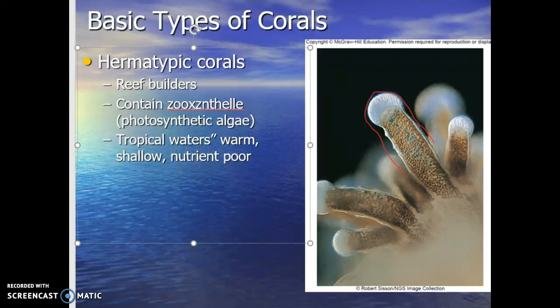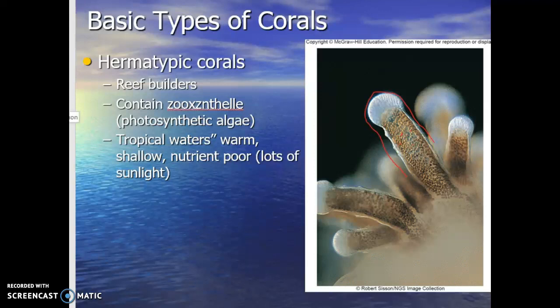and typically nutrient poor, meaning there's not a lot of phytoplankton, not a lot of food in the water, which is why the corals need the zooxanthellae, because the zooxanthellae is what primarily feeds the coral. So there's got to be lots of sunlight for most corals, the reefs we're talking about, to form.